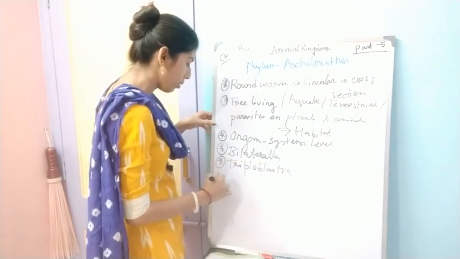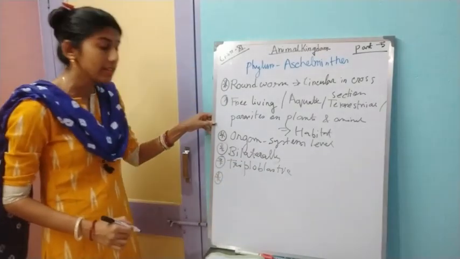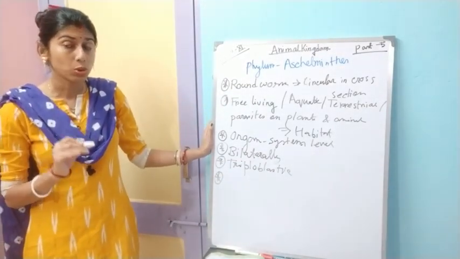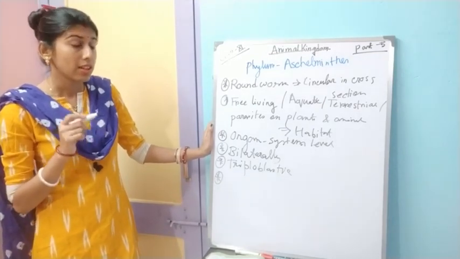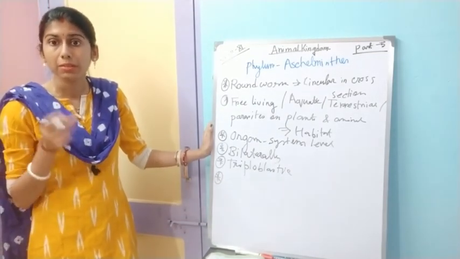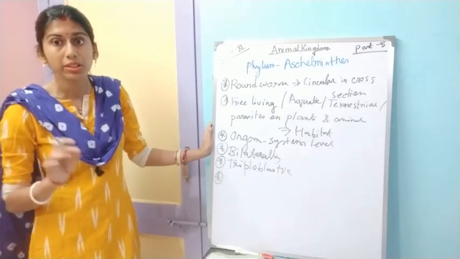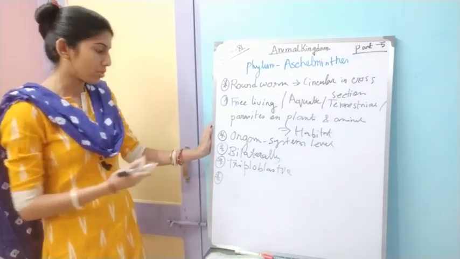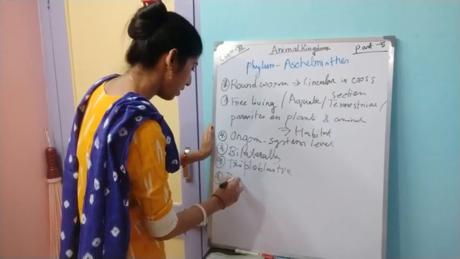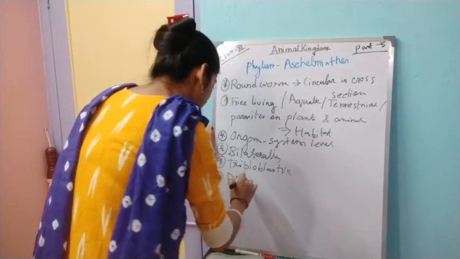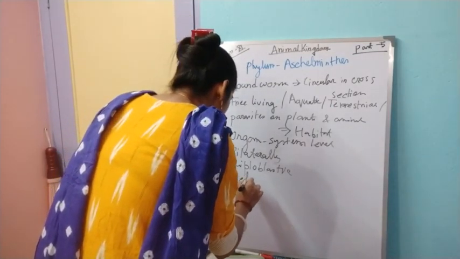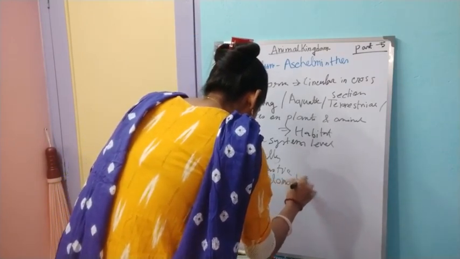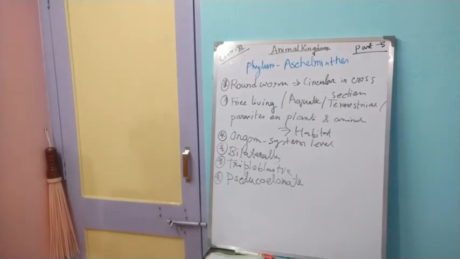And another important property of Aschelminthes, they are pseudocoelomate. As you know, what does that term pseudocoelomate indicate? That means mesoderm is present in between the ectoderm in scattered form. That is called pseudocoelomate. That means coelom is not present properly. Okay, they are pseudocoelomate.